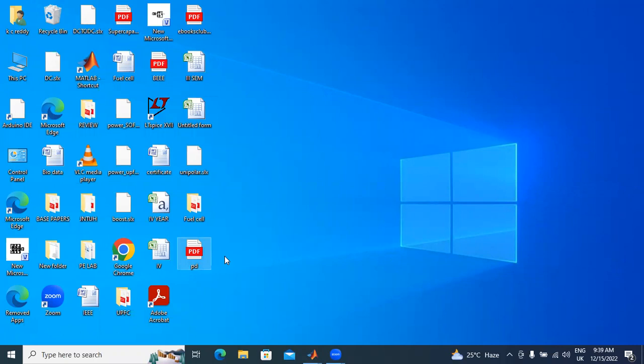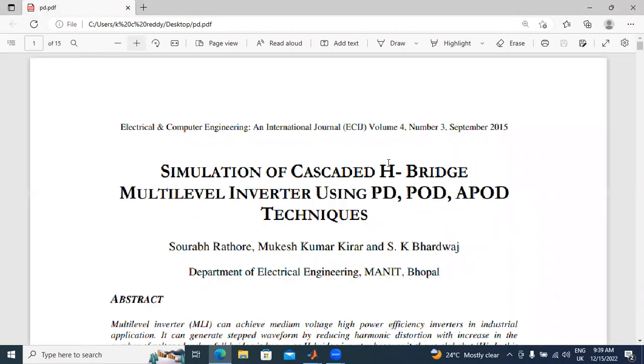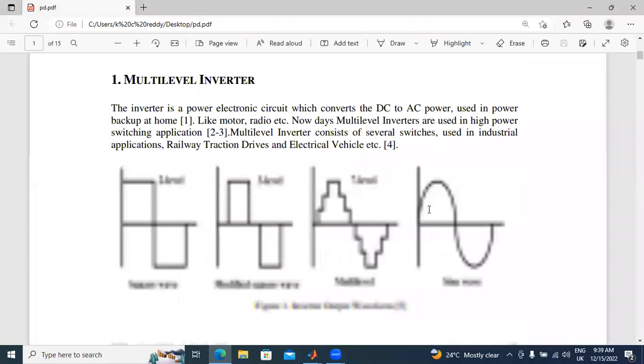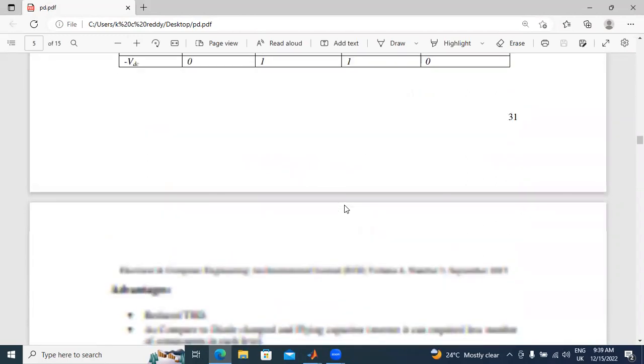In this video, I will explain multi-carrier PWM techniques. In my previous video, I designed level shifted PWM techniques and phase shifted PWM techniques. In phase shifted PWM techniques, I designed one video, and level shifted PWM techniques have three types: PD, POD and APOD, that is phase disposition, phase opposite disposition and alternate phase opposite disposition. In my previous video, I designed the PD technique. Now in this video, first I will explain the difference between PD, POD and APOD.